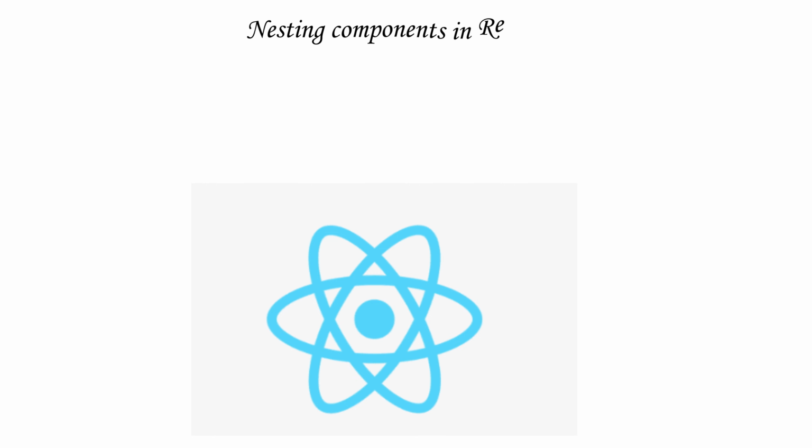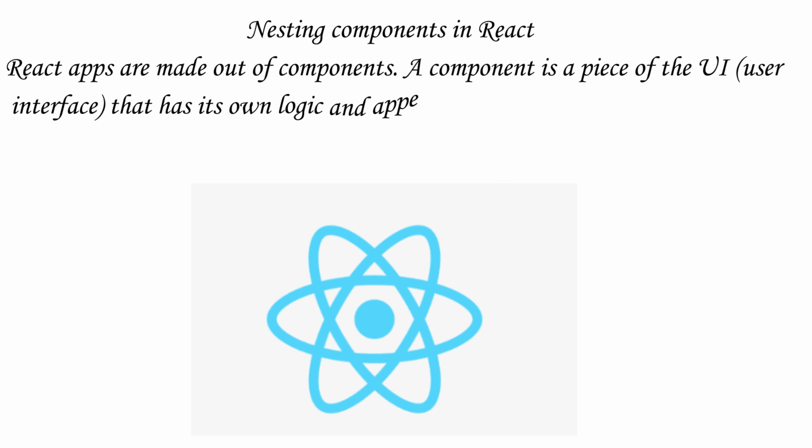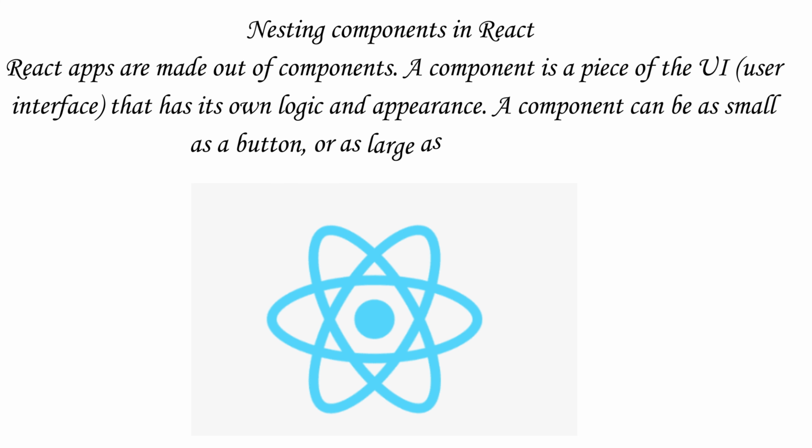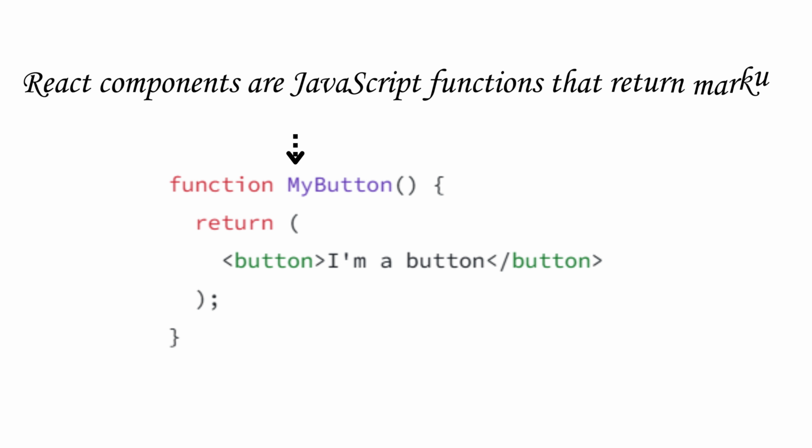Nesting components in React. React apps are made out of components. A component is a piece of UI, otherwise called user interface, that has its own logic and appearance. A component can be as small as a button or as large as an entire page. React components are JavaScript functions that return markup.